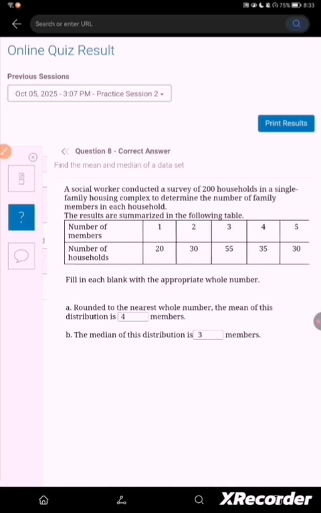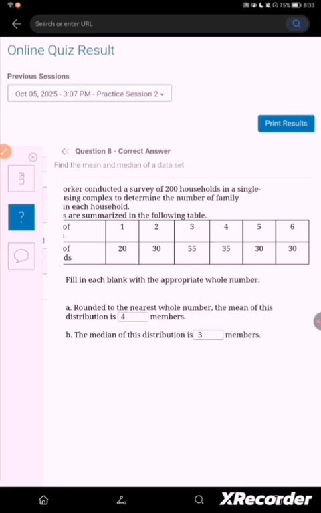So now, final question. Question number 8. Okay? A social worker conducted a survey of 200 households. Okay? So that means 200 is your total frequency. And they're asking for the mean of this distribution that they gave you. Okay? So they didn't give you time intervals. They gave you the exact values. So all you gotta do now, okay, is multiply these and add them together and then divide by 200.